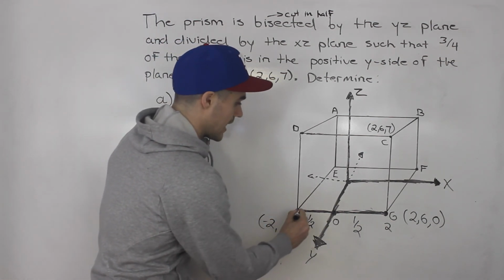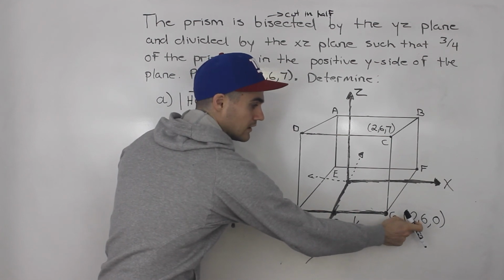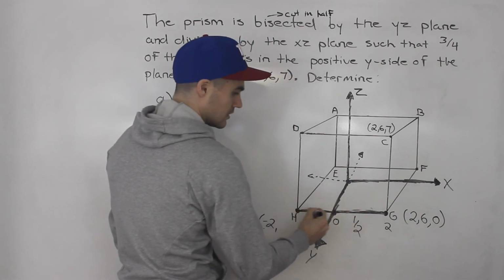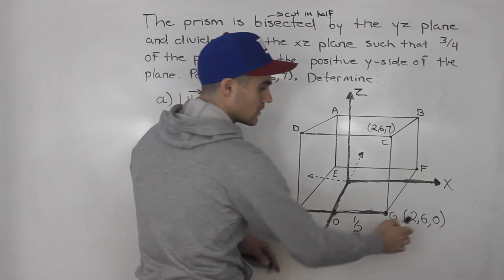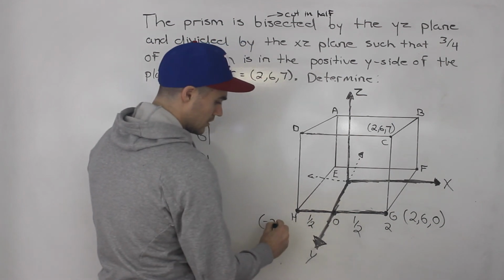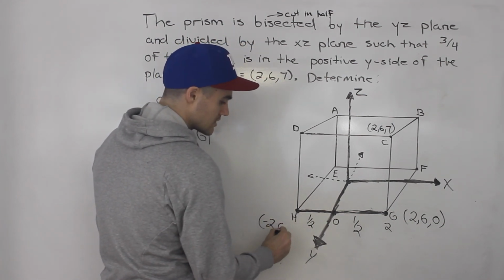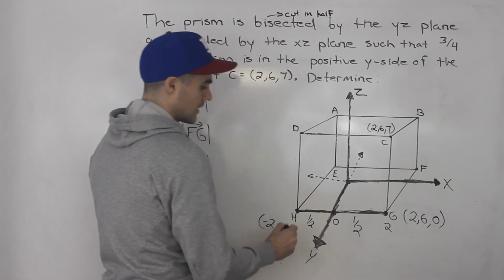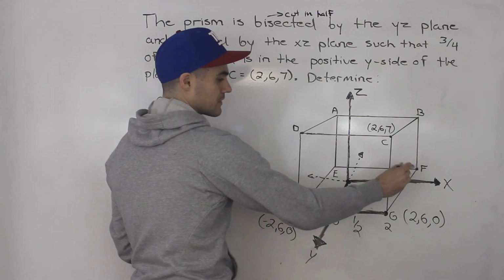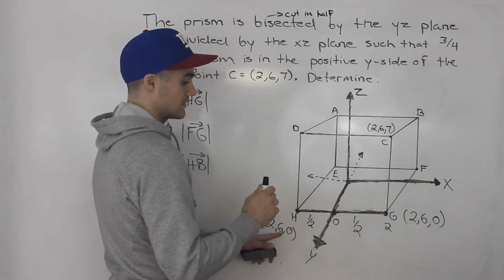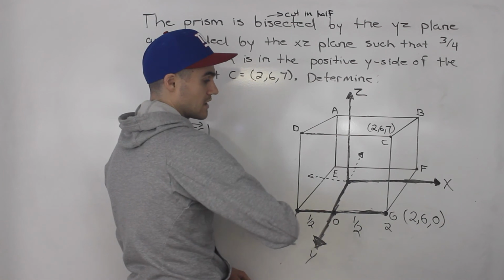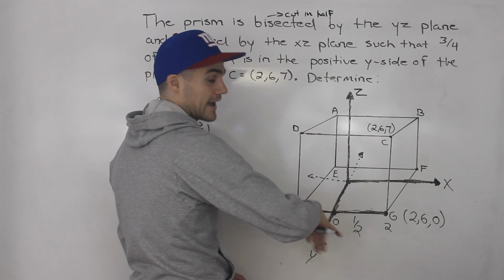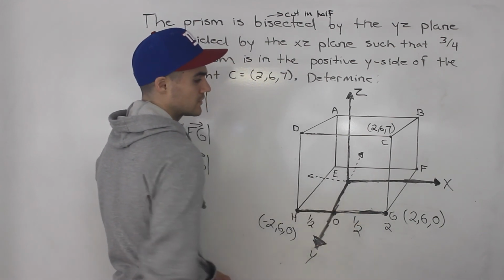And notice this point H has the same y-coordinate as point G. This whole line here has the same y value of 6 throughout. So we know the y value of H is going to be 6. And we also know the z value is going to be 0. As we mentioned, H, E, and F are all going to have z values of 0, because they're on the bottom face of the prism, which is on the xy plane. On the xy plane, the z value is always 0.